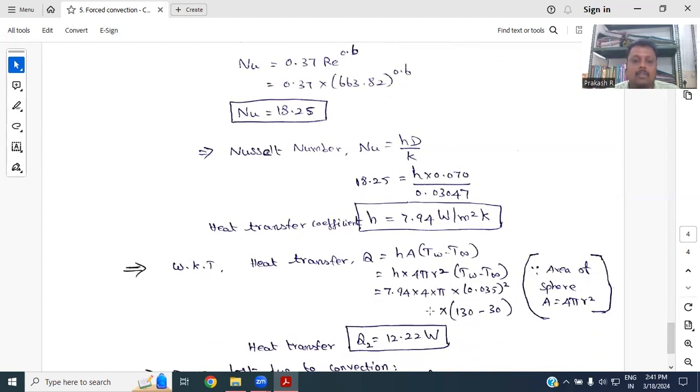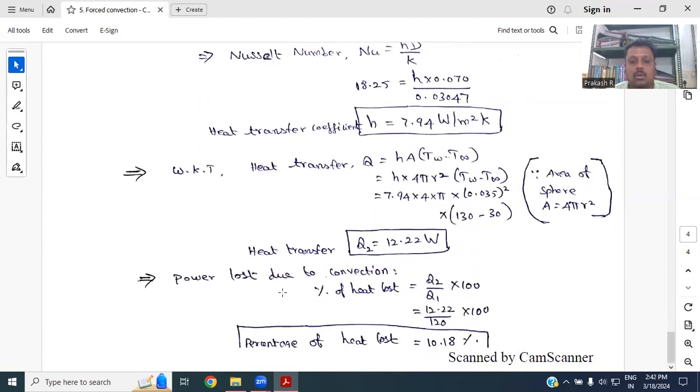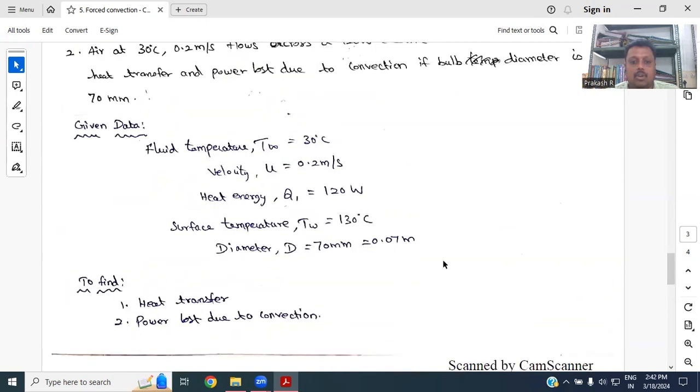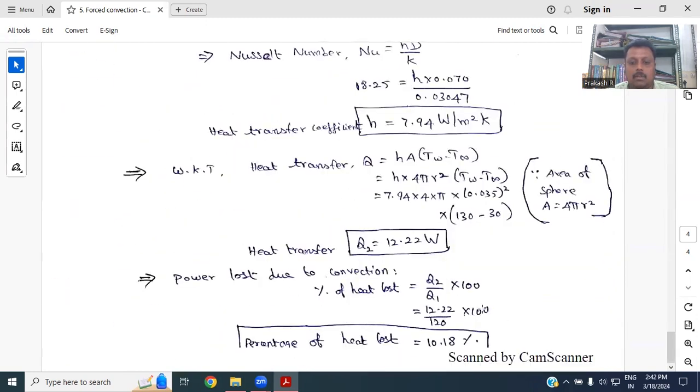And second, we need to find the power loss. The total power of the electrical bulb is 120 watts. Here, this is the heat loss, that is 12.22. So we can find the percentage of heat loss, which is equal to Q2 divided by Q1 into 100. What is Q2? The heat loss is Q2. Therefore, 12.22 divided by Q1. The electrical bulb watts given in the problem is 120. Therefore, 12.22 divided by 120 into 100, the percentage will be 10.18. If the bulb diameter is 70 millimeter, the heat loss will be 12.22 watts. The percentage of heat loss will be 10.18%.